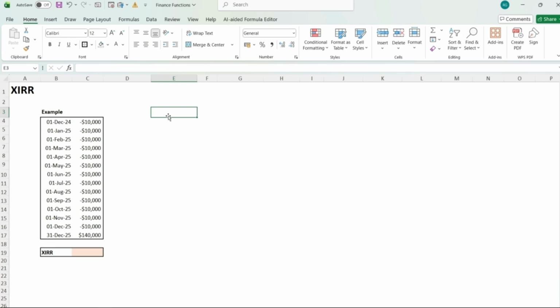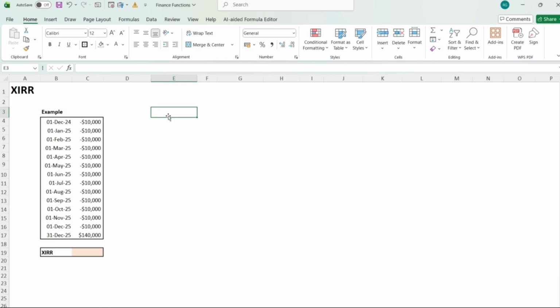Here is an investor who has invested $10,000 every month from 1st December 2024 to 1st December 2025 in a mutual fund. So $10,000 are invested every month in a mutual fund, and on 31st December 2025 the value of the mutual fund is $140,000. So now the investor wants to calculate the rate of return generated by his investment.